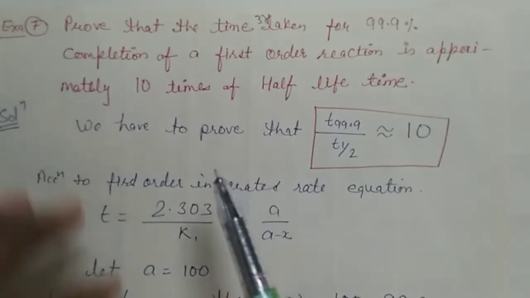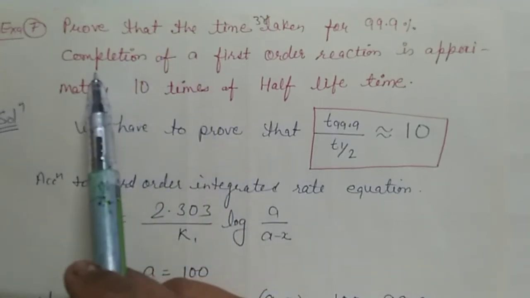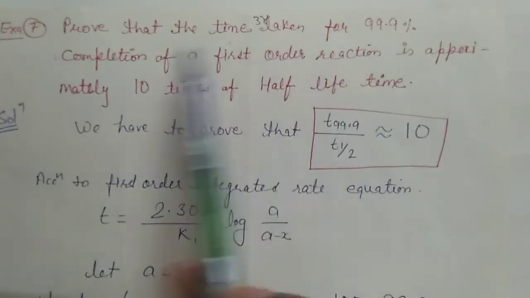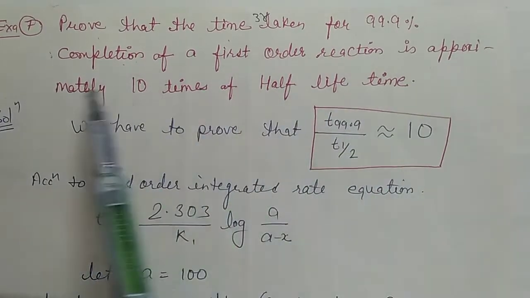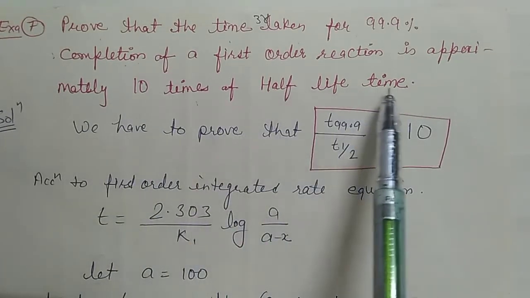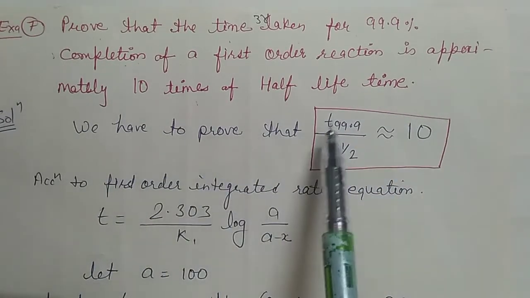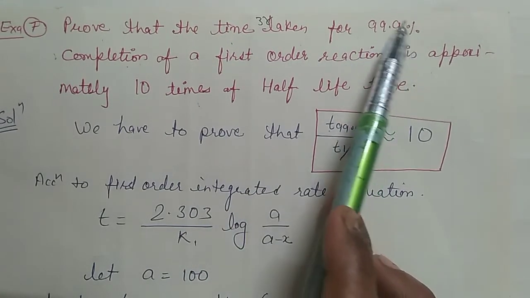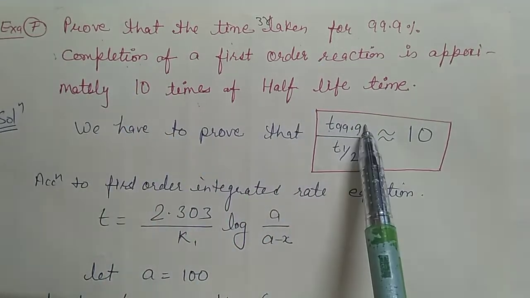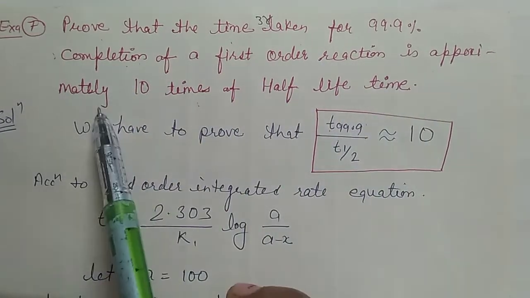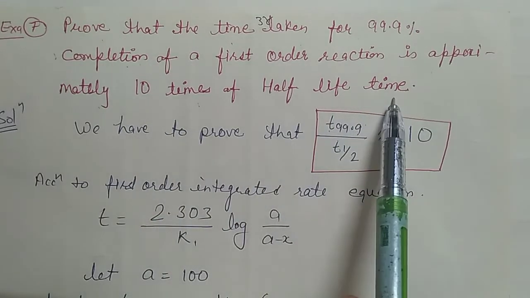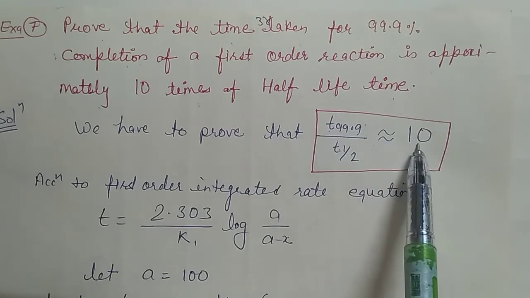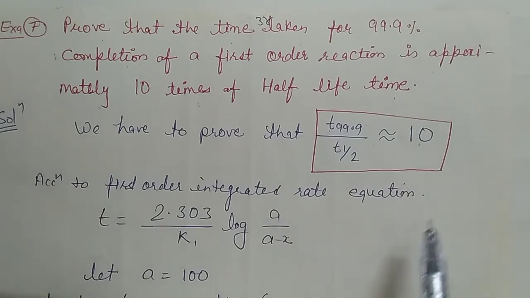In first order reactions, some examples to prove are also taken. Say for example, prove that the time taken for 99.9% completion of a first order reaction is approximately 10 times the half-life time. Means we have to prove that T 99.9, the time taken for 99.9% completion, is approximately 10 times the half-life, means the ratio of T 99.9 upon T half is approximately 10. We have to prove this.